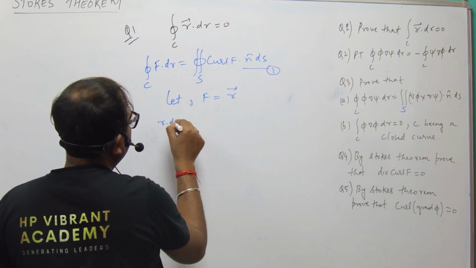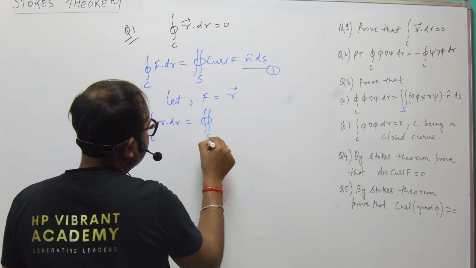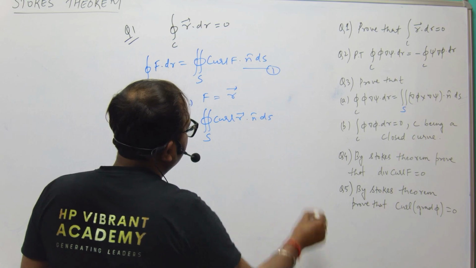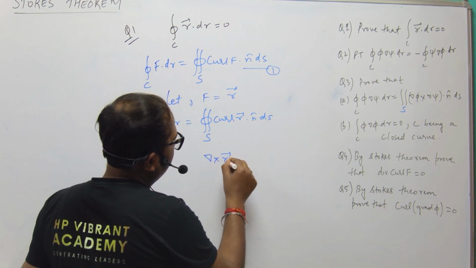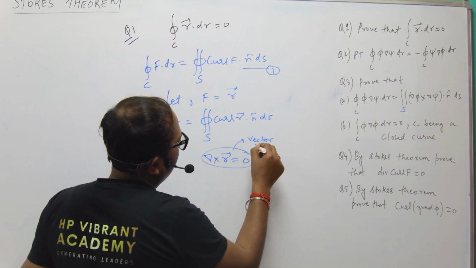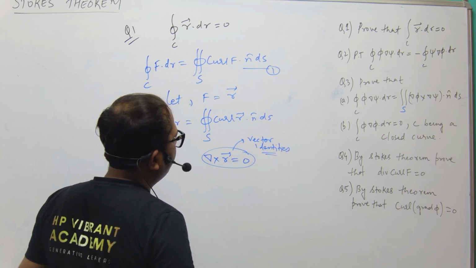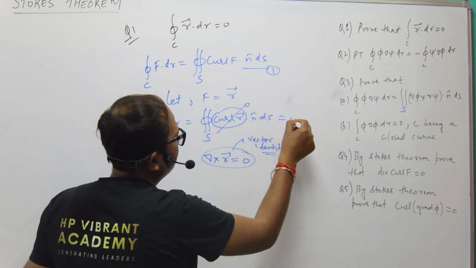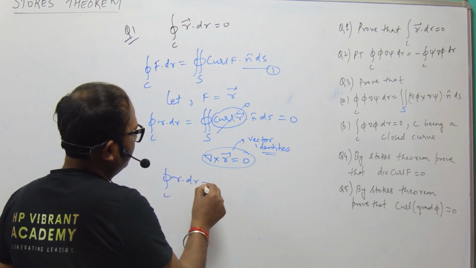We have the line integral of r dot dr along the curve C equal to the surface integral along the surface S of curl of r dot n cap into dS. And from vector identities, we have curl of r equal to 0. As per vector identities, curl of r is equal to 0. This means this whole expression is 0. This means the line integral of r dot dr along the curve C equals 0.